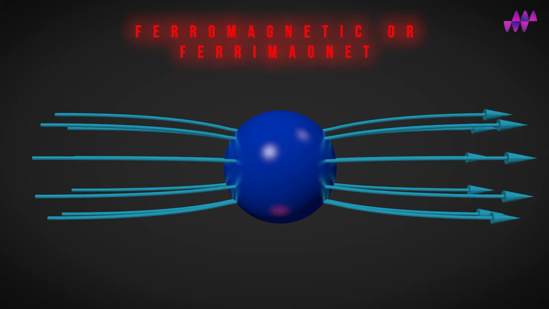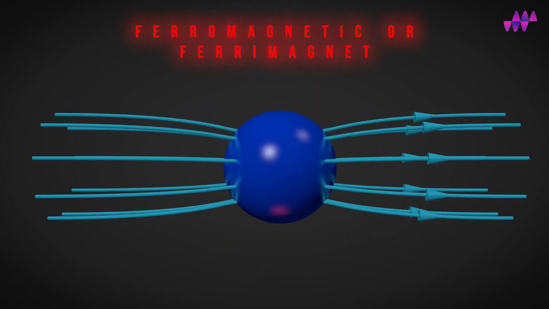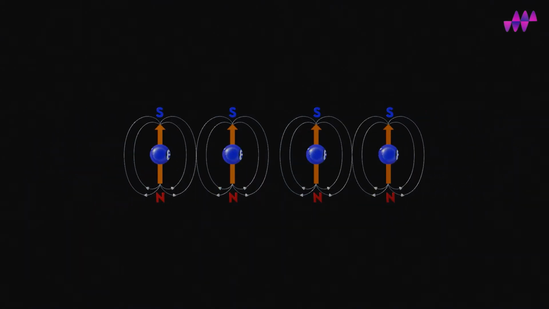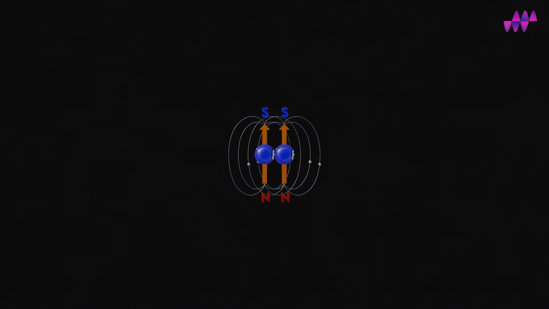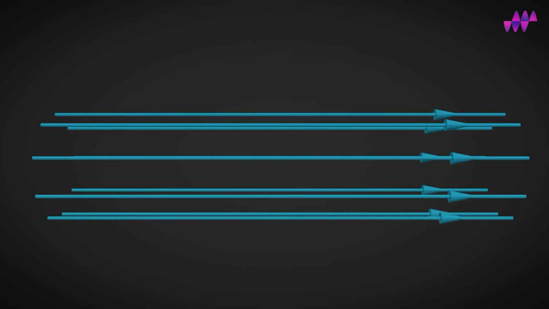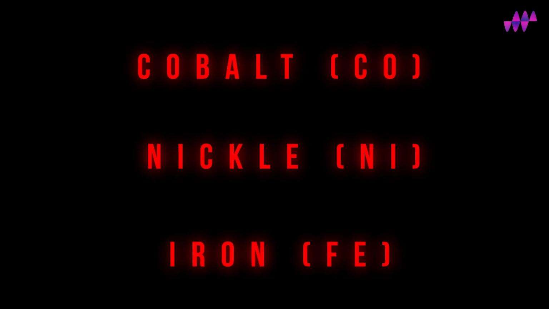Ferromagnetic or ferrimagnet objects are materials which do not oppose the magnetic field and are strongly attracted by it. In these materials, the majority of the electrons spin in the same direction, so their magnetization is significant. The atoms in these compounds are extremely magnetic, but they're not yet magnets. Cobalt, nickel, and iron are examples of ferromagnetic materials.